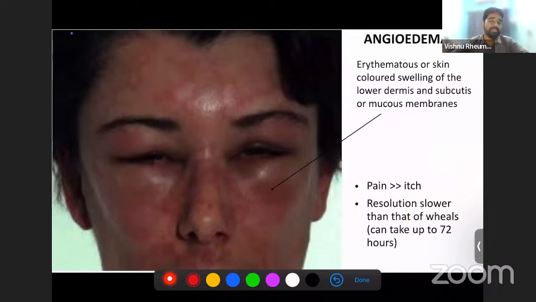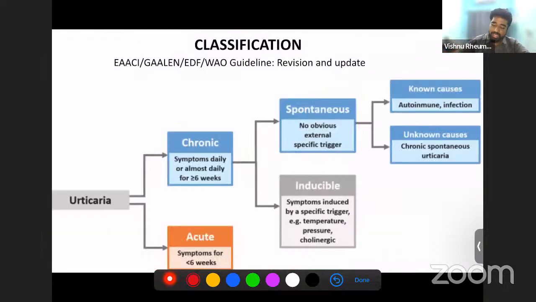This is a different, deeper and more painful lesion, that is angioedema. This involves the lower part of the dermis, the subcutaneous tissue and the mucous membranes, and itch is less predominant, pain is more predominant, and resolution is much slower.